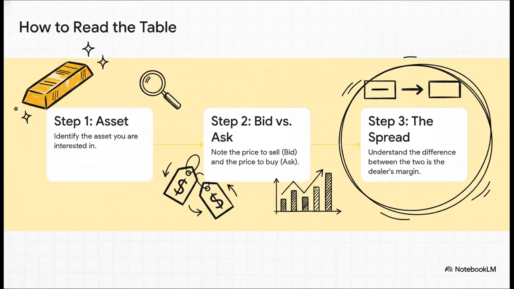Pretty cool. So here's your simple 3-step guide, your new cheat sheet. Anytime you see one of these tables, just remember this. 1. Identify the asset. What are we talking about? 2. Check the two prices, the bid for selling, the ask for buying. And 3. Remember that the little gap between them is the spread. That's it. That's the whole game.